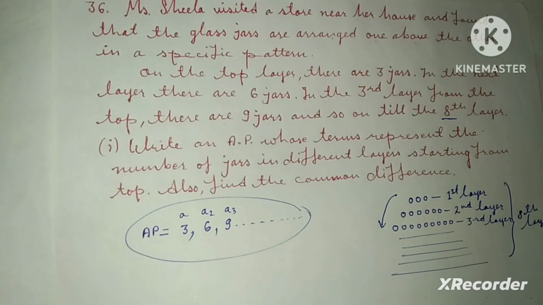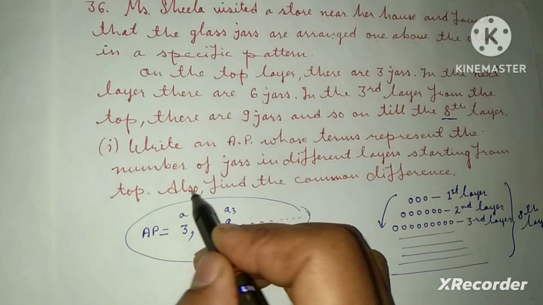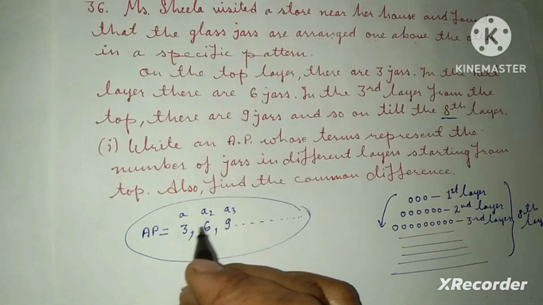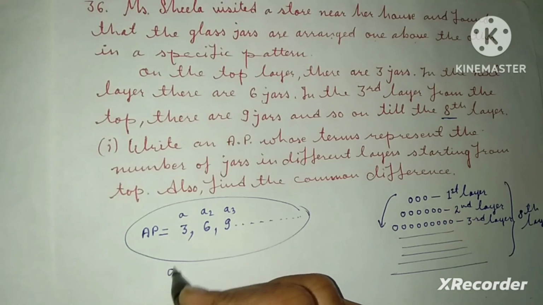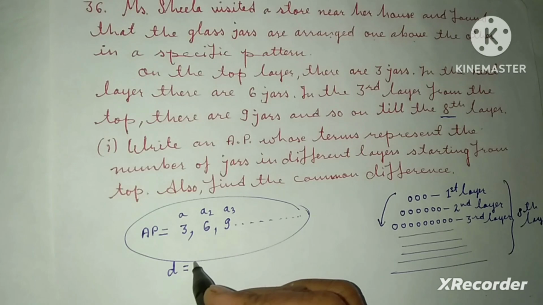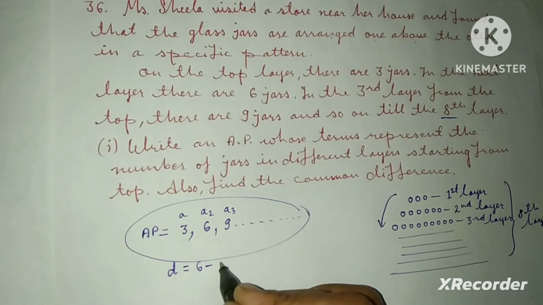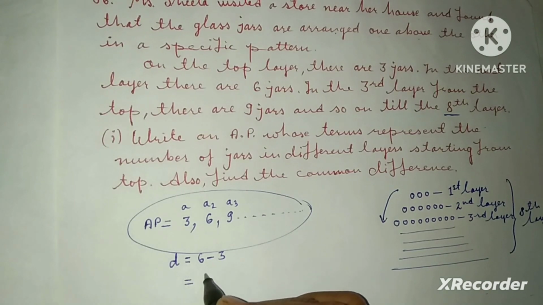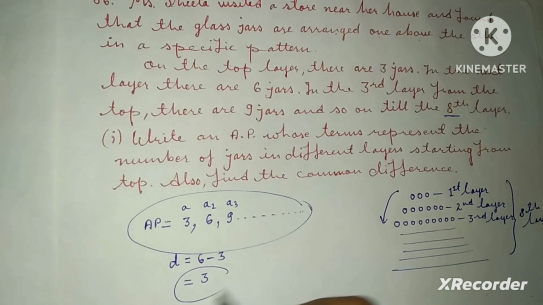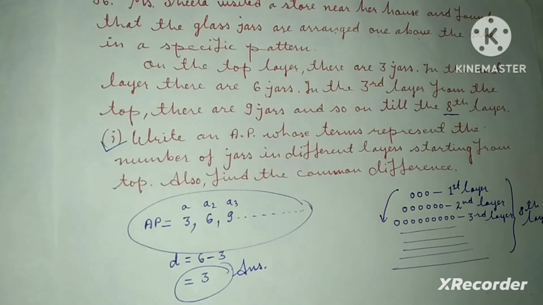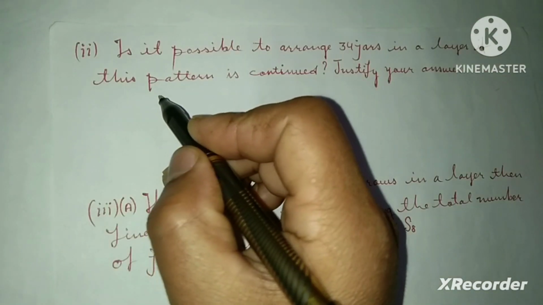Now next we have to find out, here it is written, also find the common difference. So D equal to A2 minus A1. A2 we have 6 and A1 we have 3. Then after subtracting we will get 3. This is our answer of this question, right?